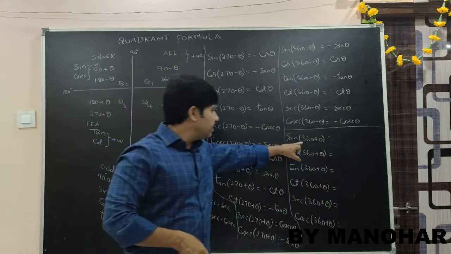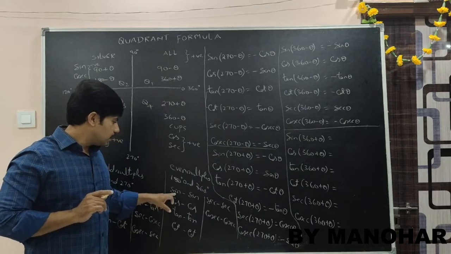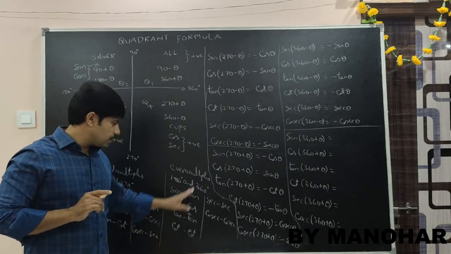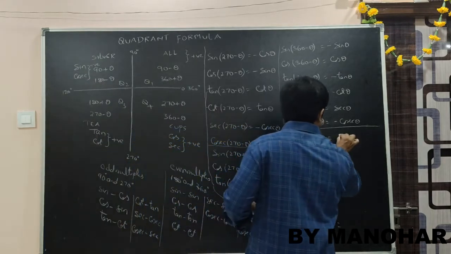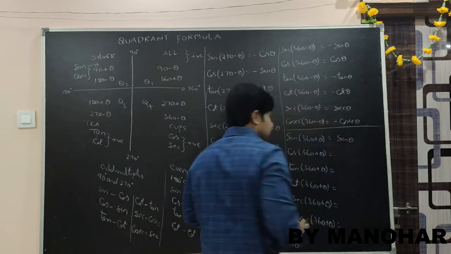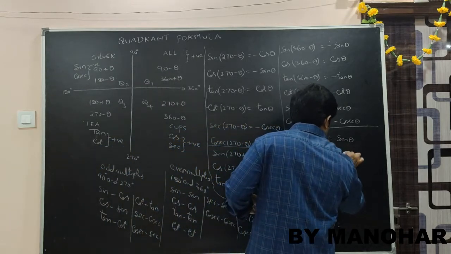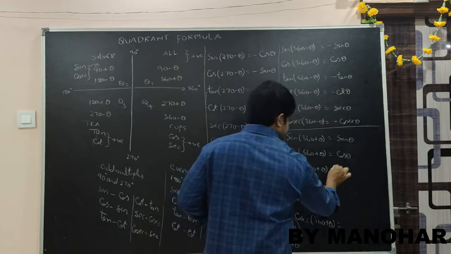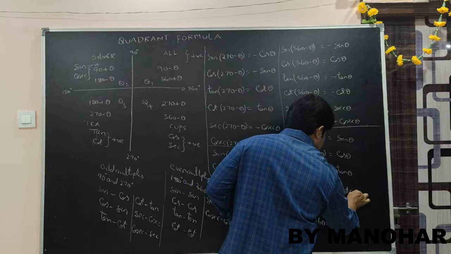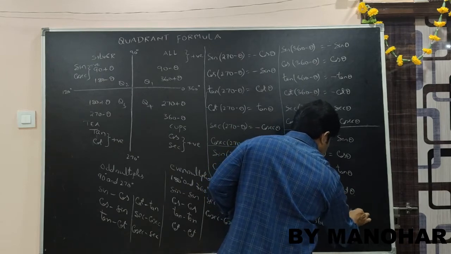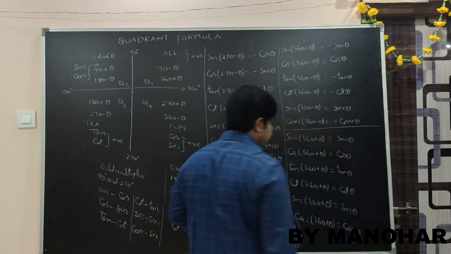But as it is an even multiple, 180 and 360 are even multiples, so 360 is an even multiple. Sine remains sine, so they won't change. Trigonometric ratios are the same. So sine of 360 plus theta is sine theta. First quadrant, so no need to bother about the sign. It is plus sine theta. Then cos of 360 plus theta is cos theta. Tan of 360 plus theta is tan theta. Cot of 360 plus theta is cot theta. Secant of 360 plus theta is secant theta. Cosecant of 360 plus theta is also cosecant theta.